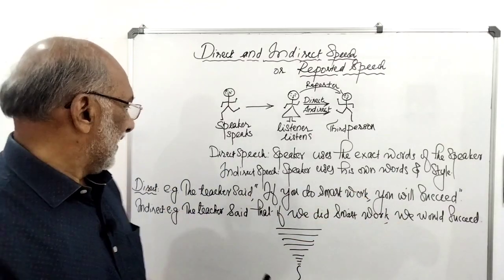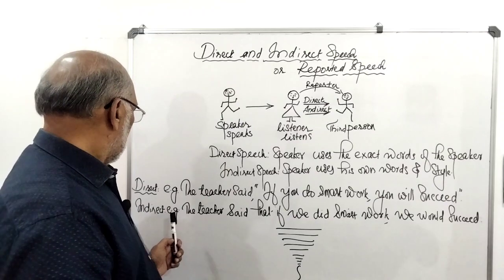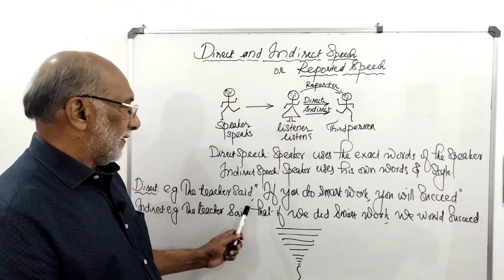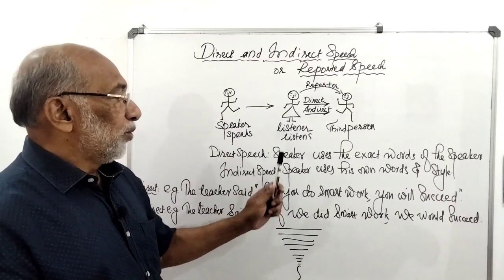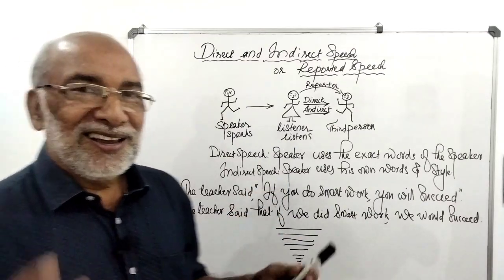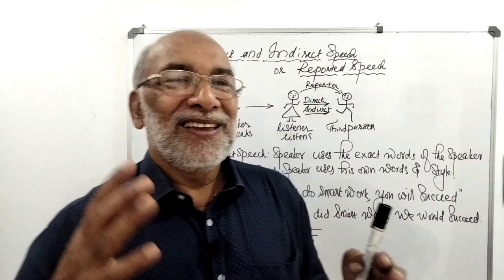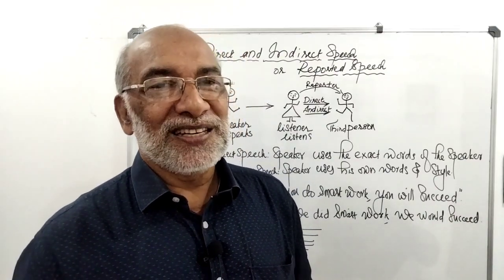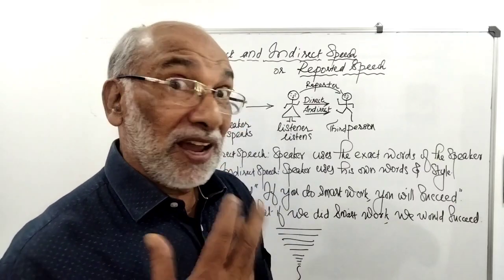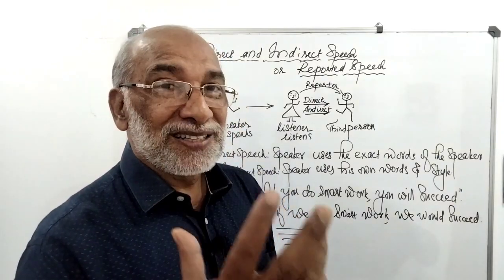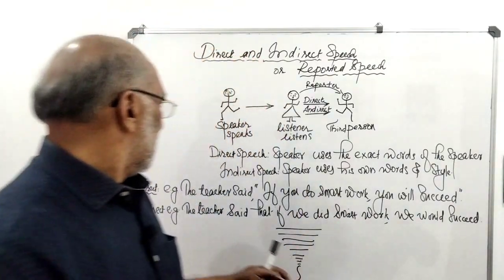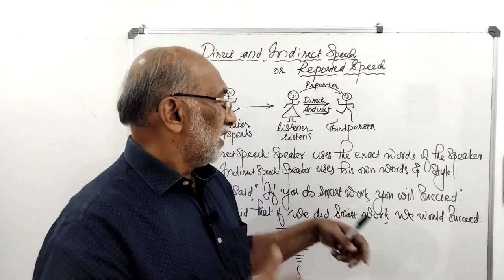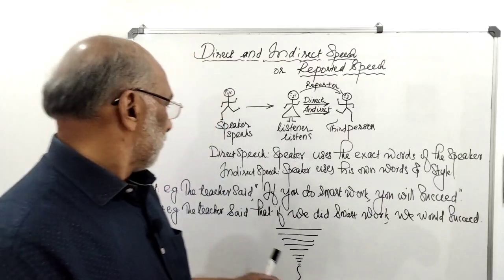Let's see an example. Okay. Direct speech. The example: the teacher said, "If you do smart work, you will succeed." These days, we don't do any hard work. Okay? There is no use in doing hard work. That is useless to a certain extent. We have to do smart work. That means intelligent work. So the teacher said, "If you do smart work, you will succeed."